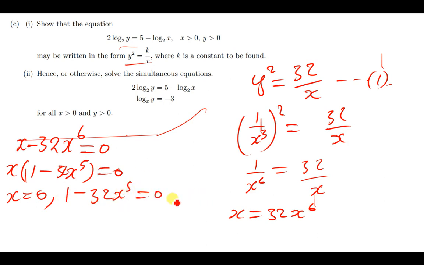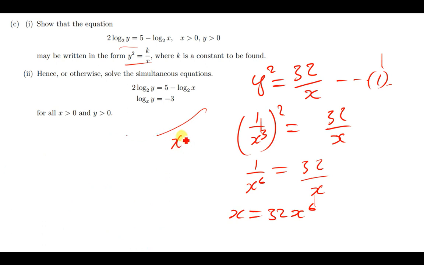So we take negative 32x to the power 5 to the other side of the equation. So we're going to have 32x to the power 5 is equal to 1. When you divide everything by 32, we are going to get x to the power 5 is equal to 1 over 32. So we find the fifth root of that.